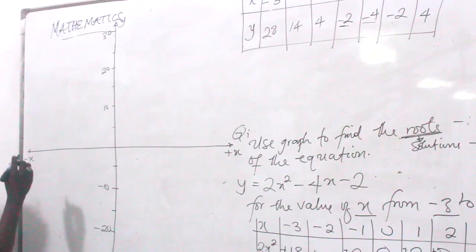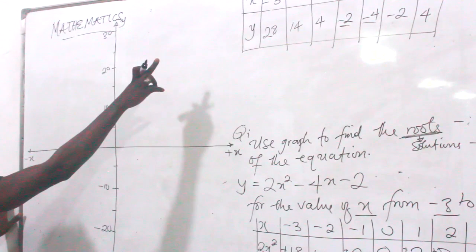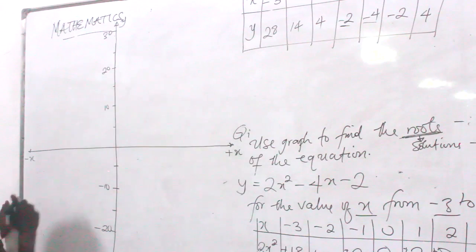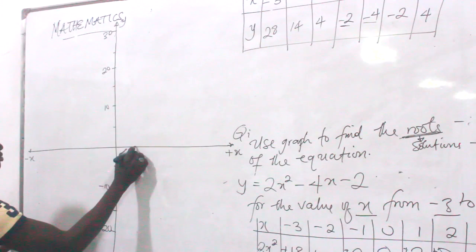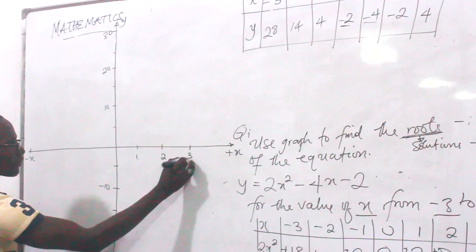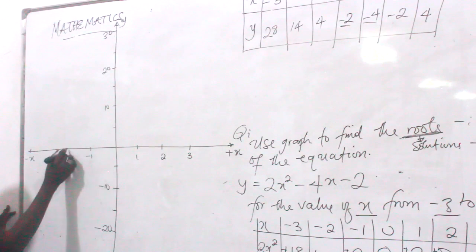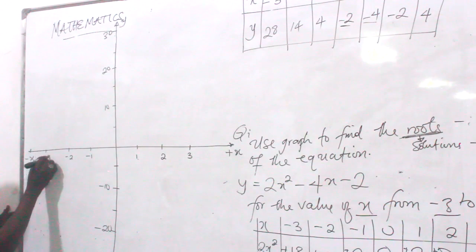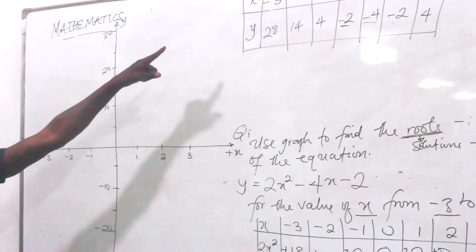Now look at the x values. We have minus 3 as the least and 3 as the highest. So let's make it 1 centimeter to 1 unit. Here is 1, 2, 3. Here is minus 1, minus 2, and minus 3. Now let's take the values.